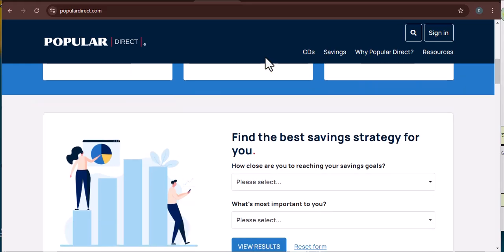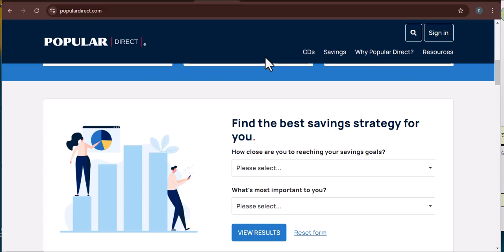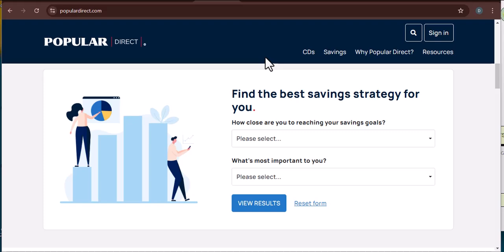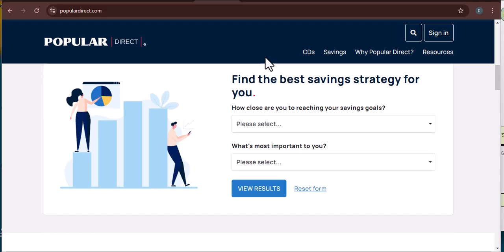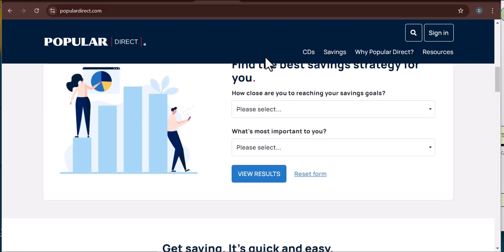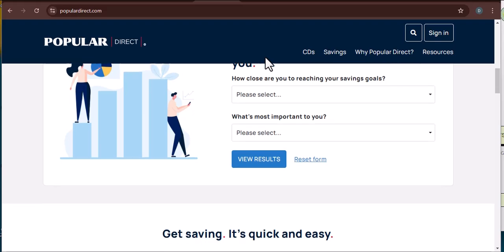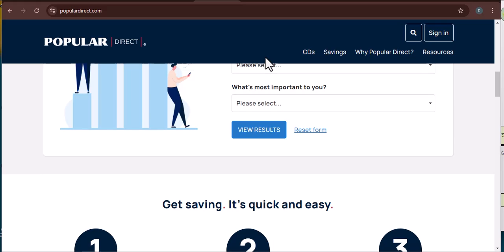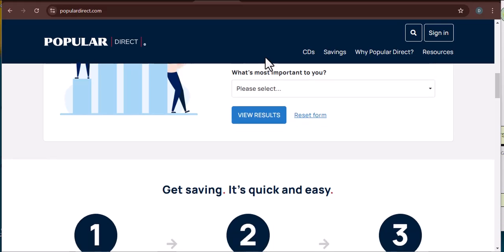So now that we know why it's important to know your account number, let's get to the good stuff. How to find your Popular Direct account number. Method 1. Check your checks. If you have a checking account with Popular Direct, you can find your account number on your checks. The account number is usually located at the bottom of the check, on the left side.